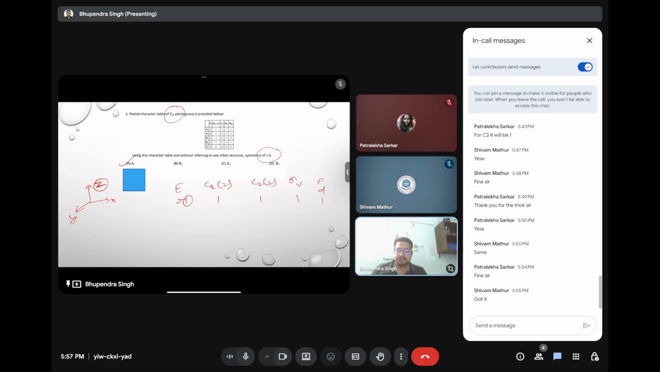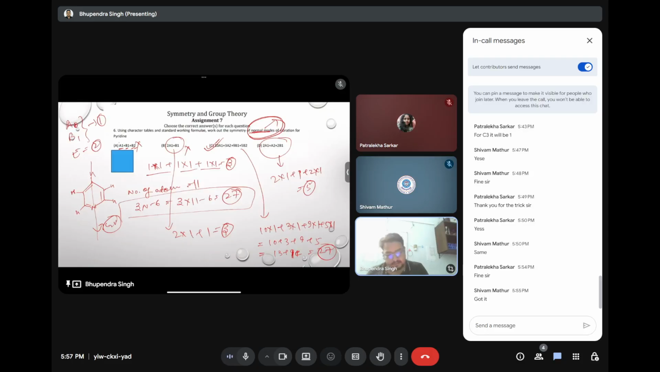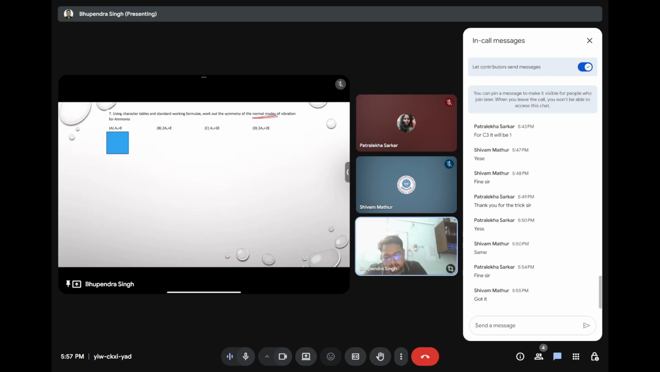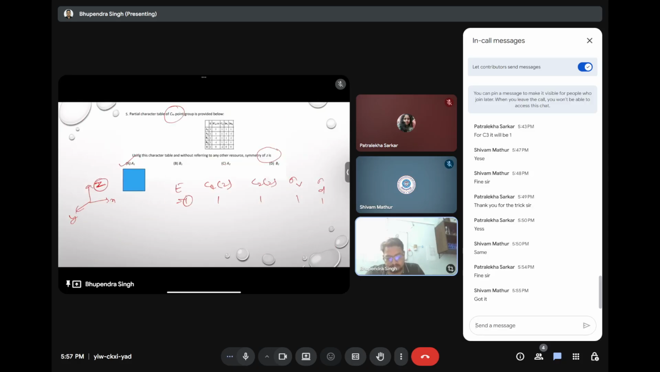But here I have just calculated. Okay, if you are not able to solve the question, yeah, for this question otherwise you can solve it. And this is the trick you can use. Okay, moving to the next question. Using the character table and standard operator formula, work out the symmetry of the normal modes of vibration. Okay, this question is the same, similar to question number 2.